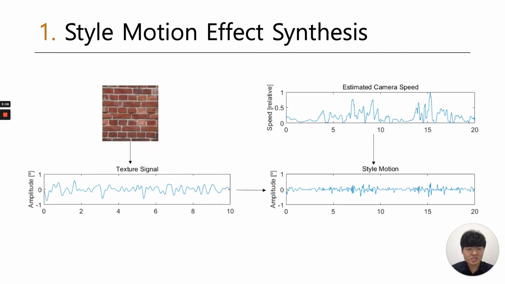In real situations, a vehicle running on the road will shake more frequently and violently if its speed increases. This is reflected in the final style motion by resampling the texture signal in the time domain and scaling it according to the camera motion velocity. After scaling and resampling the texture signals, we can get the style motion from the 2D texture image.